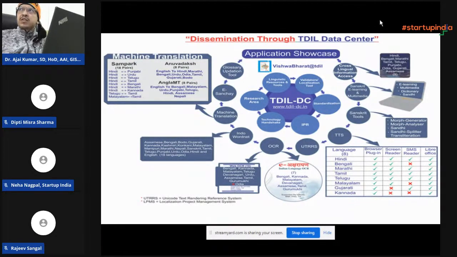There is speech recognition and text-to-speech also involved. So the focus of TDIL-DC was to collate all the resources, and even today all the things are available for researchers, for students to download and to take the research areas forward.